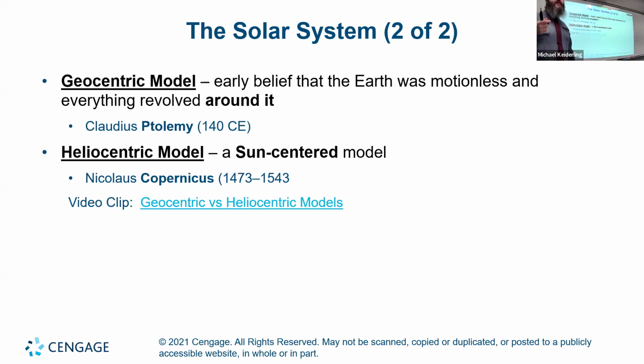So the mid 1500s. The heliocentric model is a sun-centered model. And the first person to put together a real proposal for a sun-centered model with some actual heft behind it was Nicholas Copernicus, who lived from 1473 to 1543 and published his model like in 1543 or 1542 or something. He died almost immediately after publishing it.